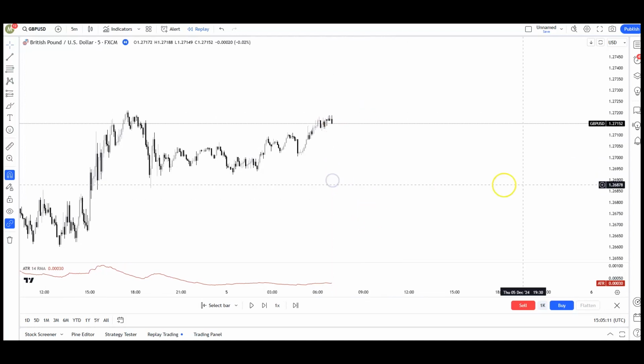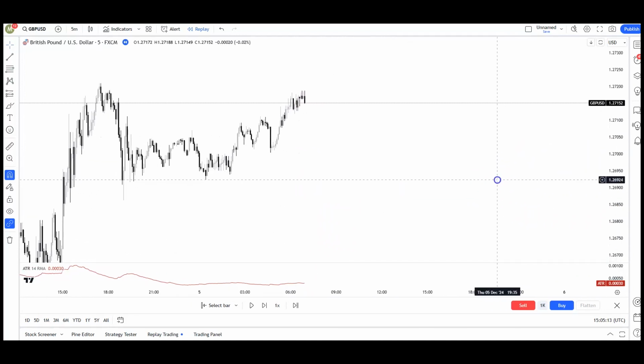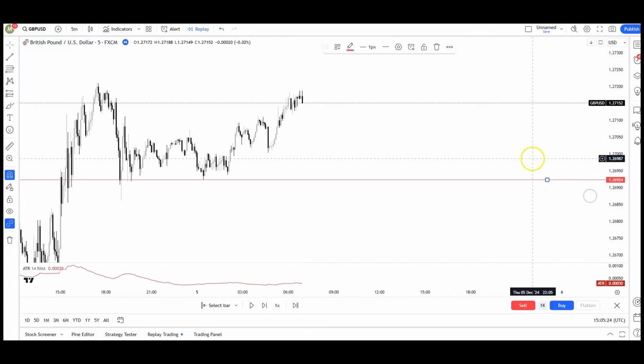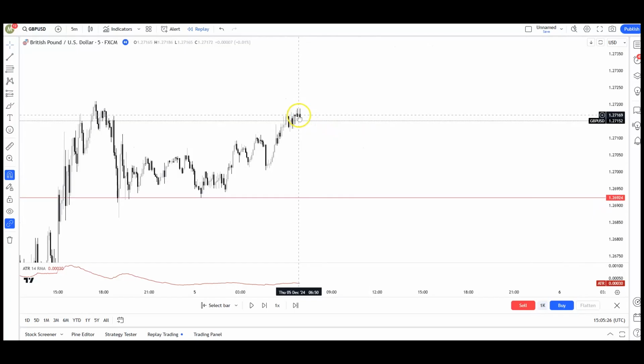Once we have that, the next step I usually take is marking out my overnight high and my overnight low. The easiest way I've found to do this is either using a trend line to mark out your high and your low, or if you come to the right hand side of the chart, you can click on this plus button, and this will make sure you're always drawing these straight lines. For me, this is just easier for marking out my high and low.